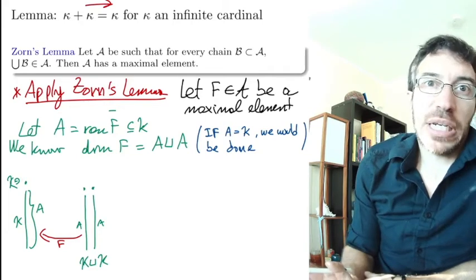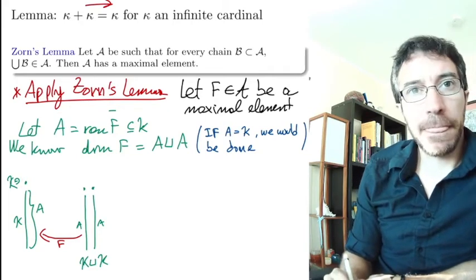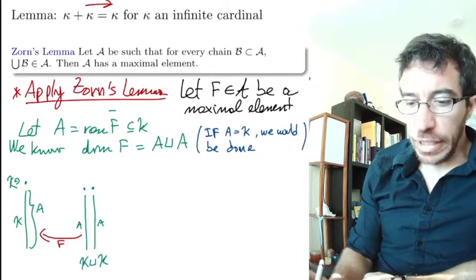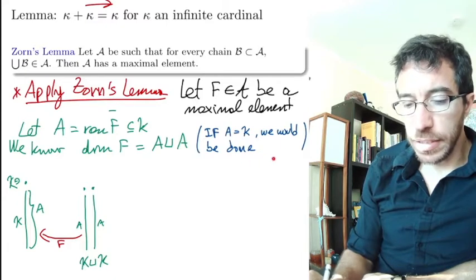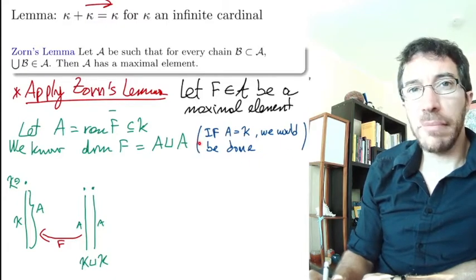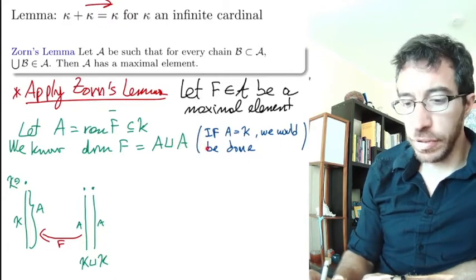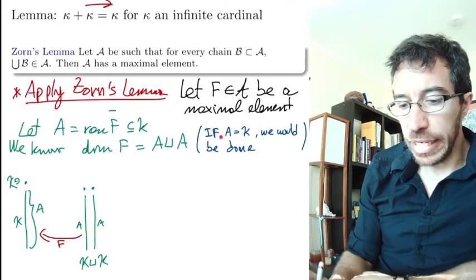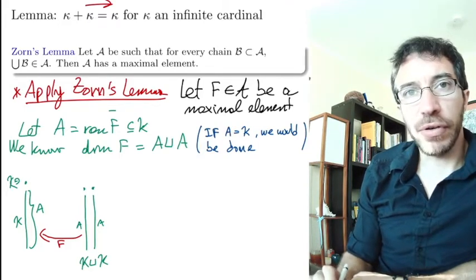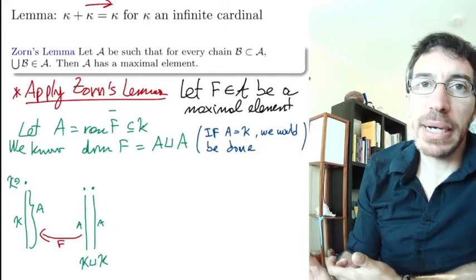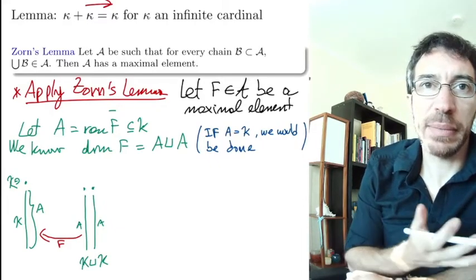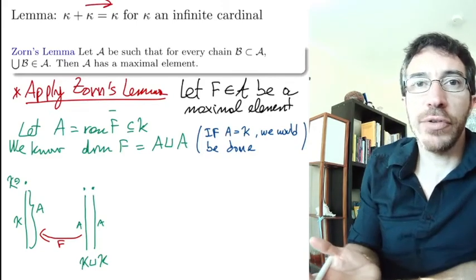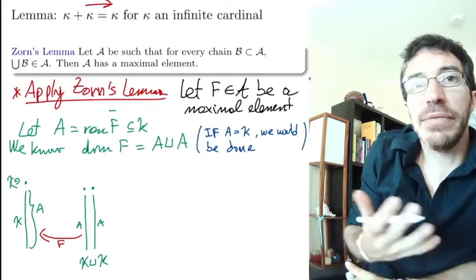And we're not going to get a bijection between this guy and this guy. Okay? So no, this is just wishful thinking. A maximal element need not have that the A is all of kappa. I mean, after we prove this, of course, there is a maximal element where A is kappa, but Zorn's might not give you that maximal element. It gives you some maximal element.